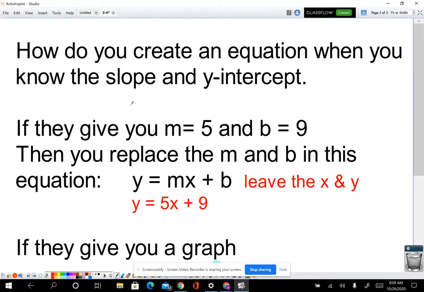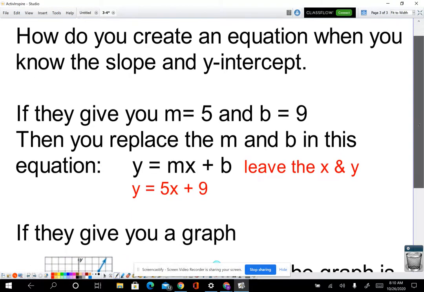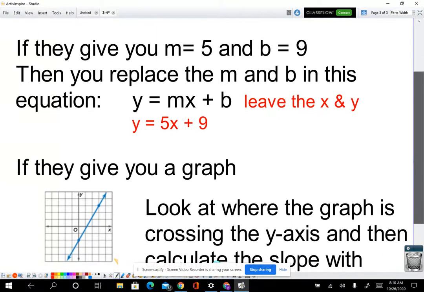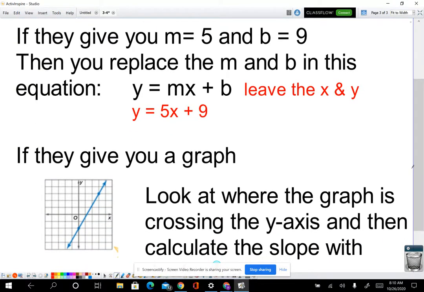Now, how do you create an equation when you know the slope and y-intercept? Well, there are two ways that we can know the slope and the y-intercept. One is when they tell us outright what the m is and what the b is. The slope is 5 and the y-intercept is 9. In this case, we go back to that form y equals mx plus b. We leave the x and the y in the equation. Those don't get replaced. And we say y equals 5x plus 9. So we just replace those m and b in the equation there.